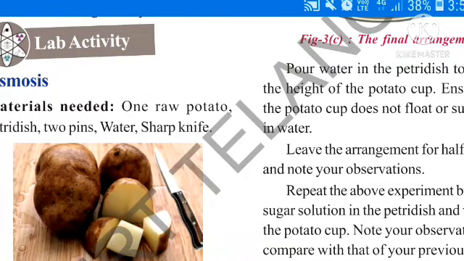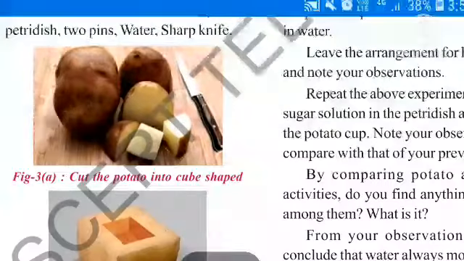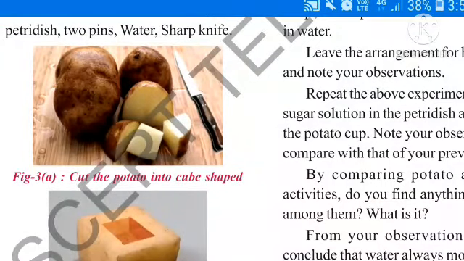Here, prepare a few ml of saturated sugar solution. Pour the sugar solution in the potato cup to a level. See here. Mark the level of sugar solution by piercing the pin. And keep the potato cup in a beaker. Pour water in the beaker to half of the height of the potato cup. Ensure that the potato cup does not float or submerge in water. It is very important.